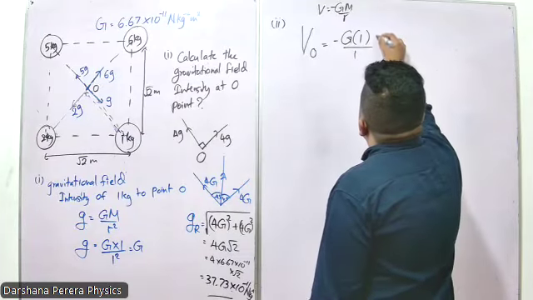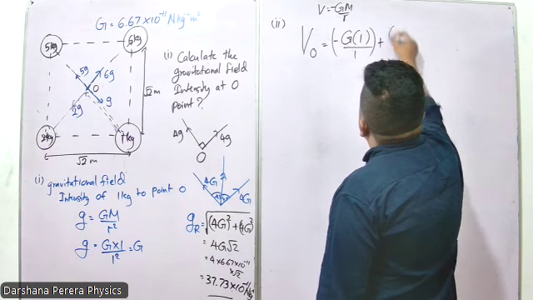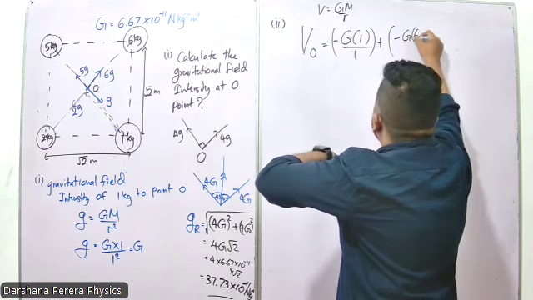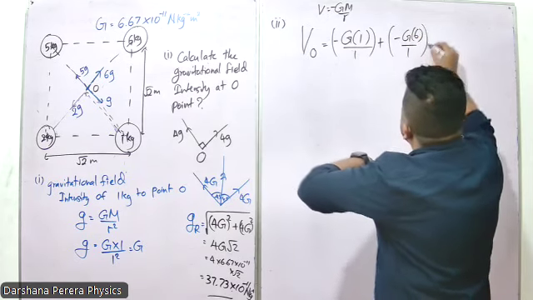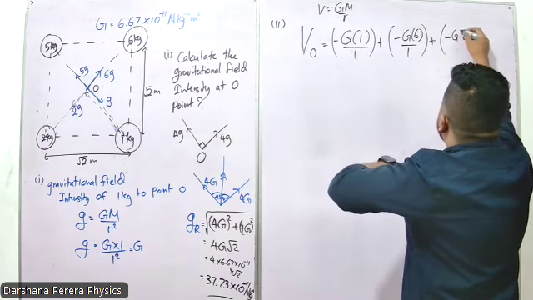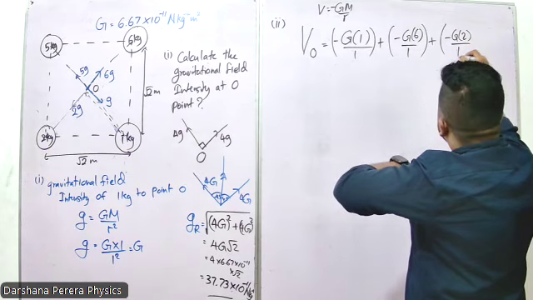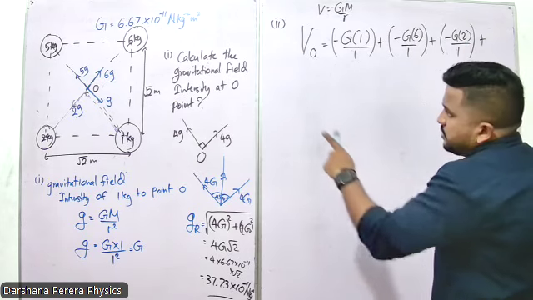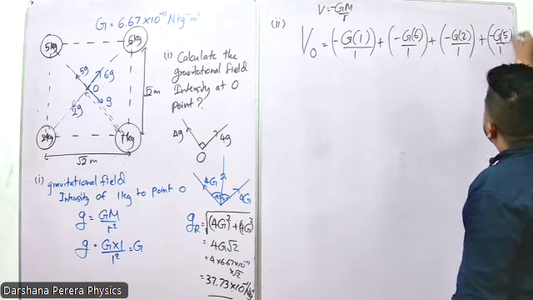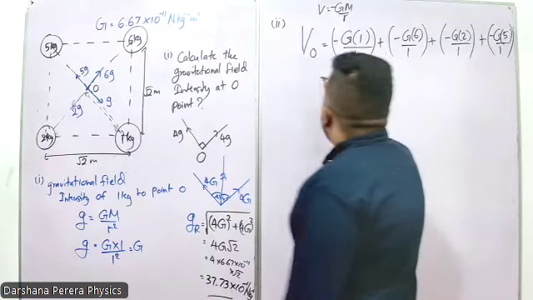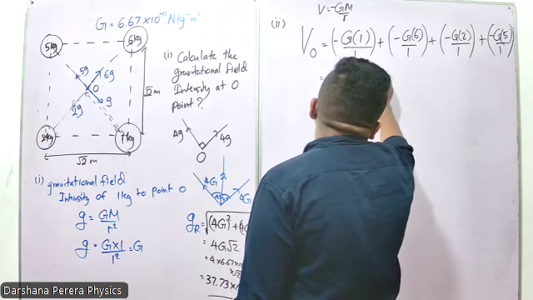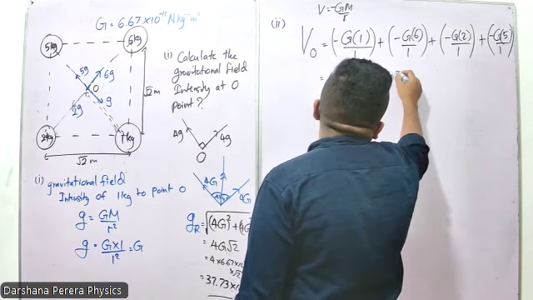Then we have to add this one minus G 6 into R plus minus G 2 into R plus minus G 5 into R. Okay. Therefore, G minus 1 minus 6 minus 2 minus 5.